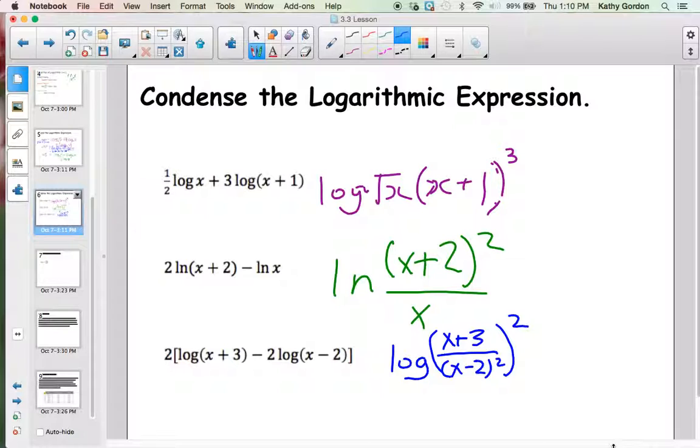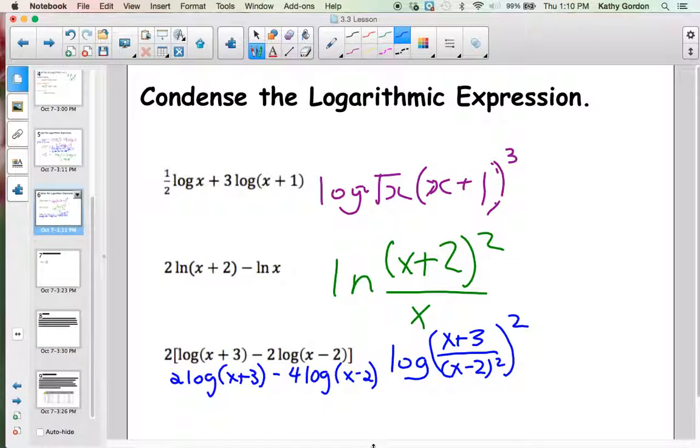The other way you could do it that would also be acceptable, if this 2 outside of this big bracket is freaky to you, is to distribute it. You are multiplying by this one, so you can distribute it. Make it 2 log x plus 3 minus 4 log x minus 2, and do it that way.